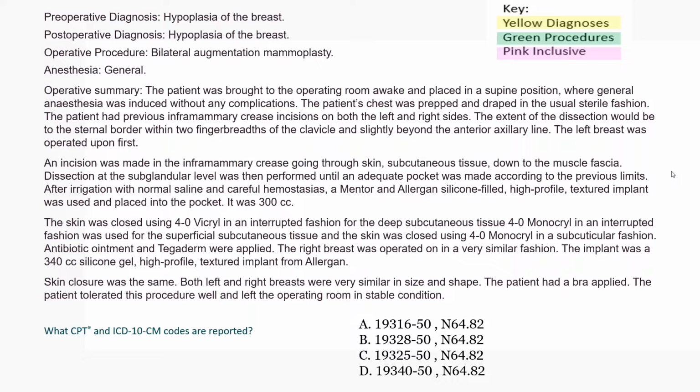The right breast was operated on in a very similar fashion. The implant was a 340 cc silicone gel, high profile, textured implant from Allergan. Skin closure was the same. Both left and right breast were very similar in size and shape. The patient had a bra applied. The patient tolerated this procedure well and they left the operating room in stable condition. Coders, the time starts now.